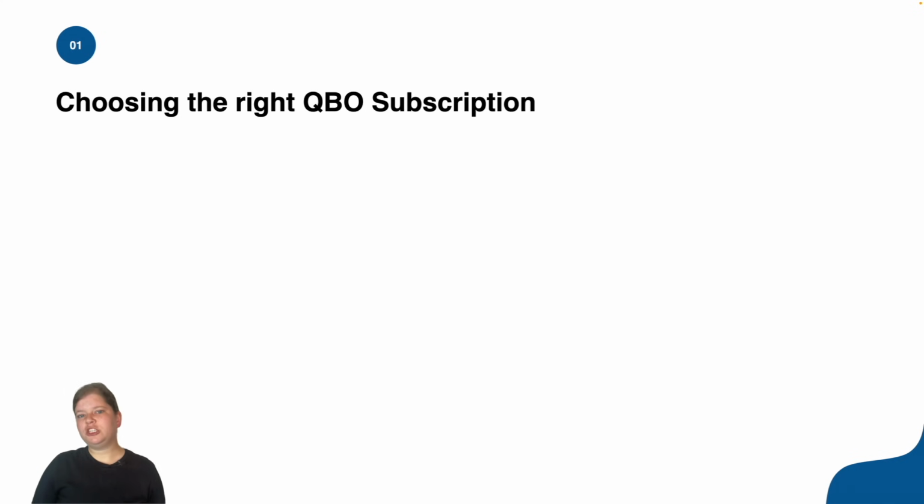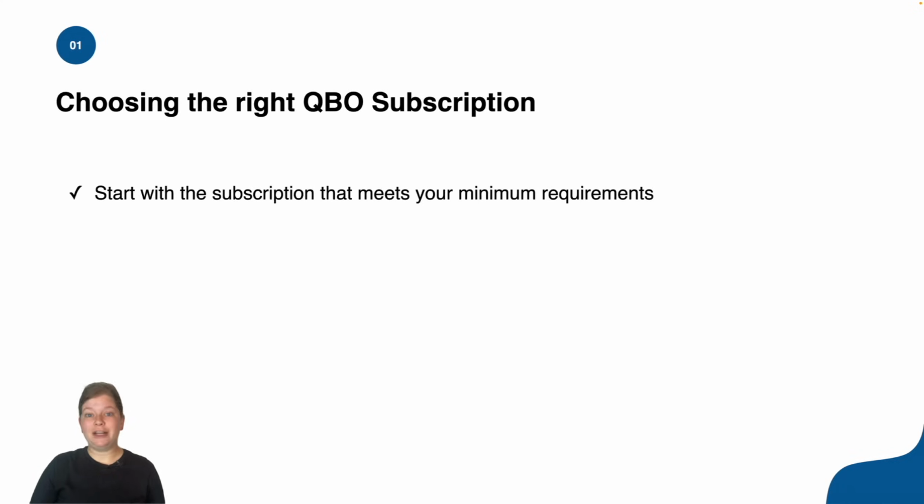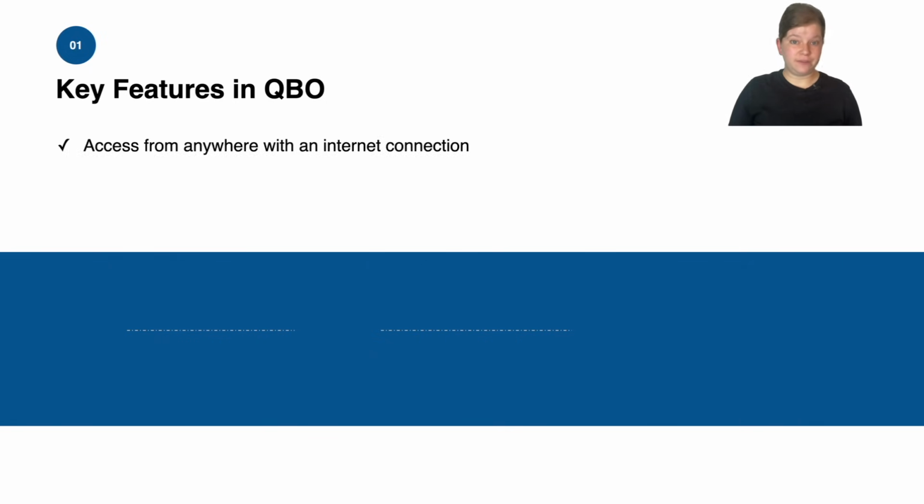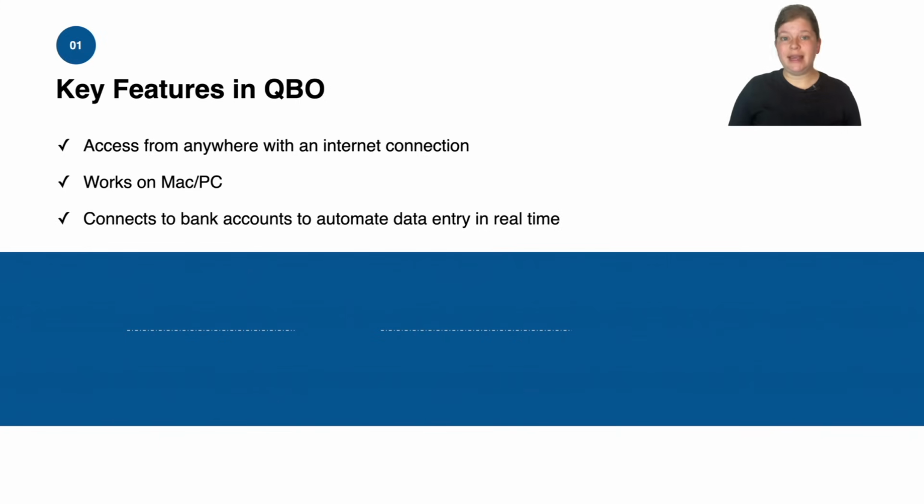Now, how do we actually choose the right QuickBooks Online subscription? So you'll want to start with a subscription that actually meets your minimum requirements. And then as you go, you can upgrade or even downgrade as your needs change. Now, some key features in QuickBooks Online. First of all, you can access your account from anywhere if you have an internet connection. It works on both a PC or a Mac. And you can connect your bank accounts to automate your data entry in real time.